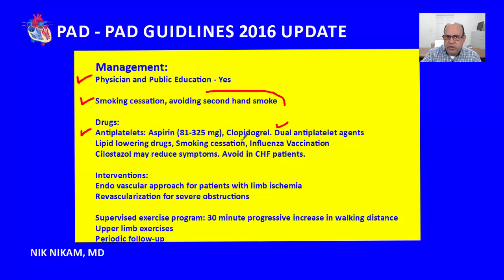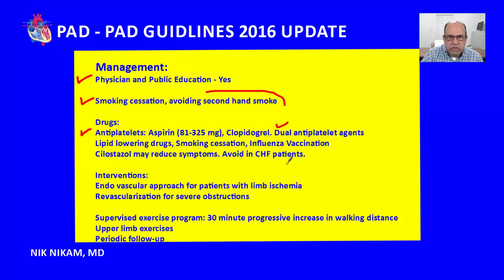These high-risk patients should also be getting influenza vaccination to prevent any cardiovascular problems that can aggravate or make things worse as far as the peripheral arterial disease is concerned. Cilostazol has been shown to improve symptoms in patients with the peripheral arterial disease, even though it does not do anything to the underlying atherosclerotic changes in the peripheral arterial system. However, cilostazol should be avoided in patients with congestive heart failure.